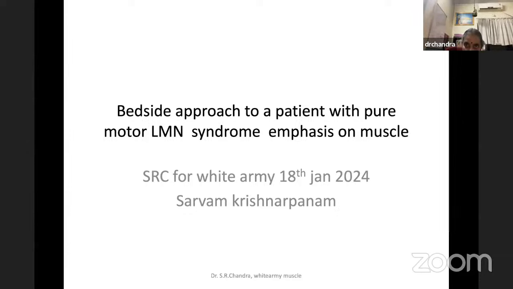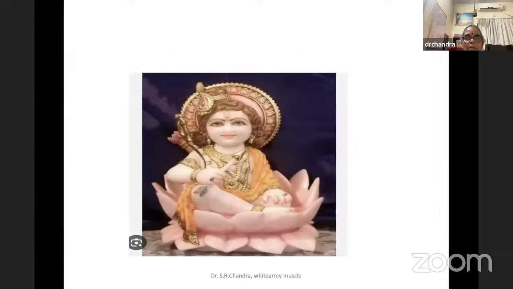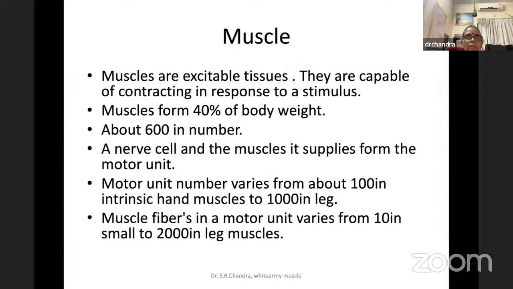Today we will be dealing with a brief approach to muscle disease at the bedside, categorization and some examples. As you know, muscles are excitable tissues and they are capable of contracting to respond. So if any stimulus is there, they contract. That's an elastic material. And muscles form about 40% of body weight, and there are about 600 muscles in the human body.